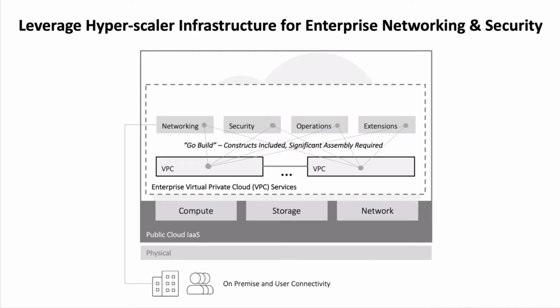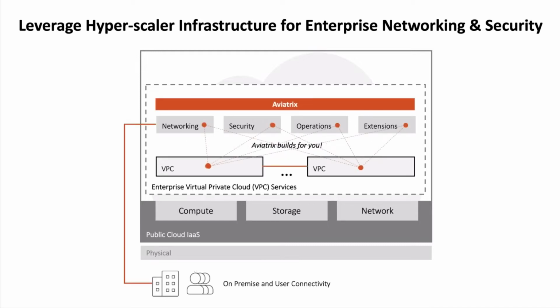So this is where Aviatrix comes in. Aviatrix delivers an intelligent orchestration and control system that abstracts these native constructs and gives you the ability to orchestrate and automate a lot of these things. So we're effectively building it for you as opposed to telling you to go build it. So we make it much easier to deploy things, much easier to manage, give you the operational tools that are necessary.